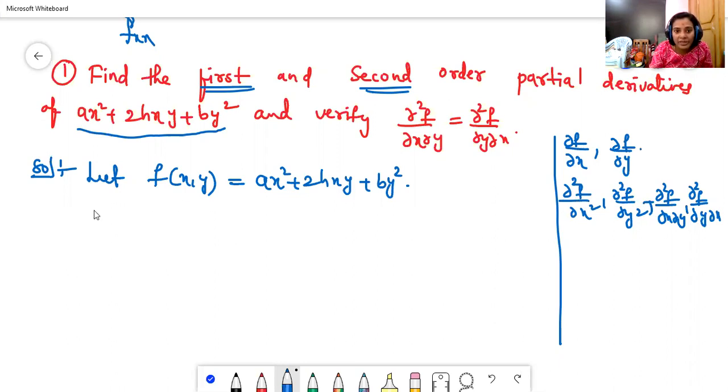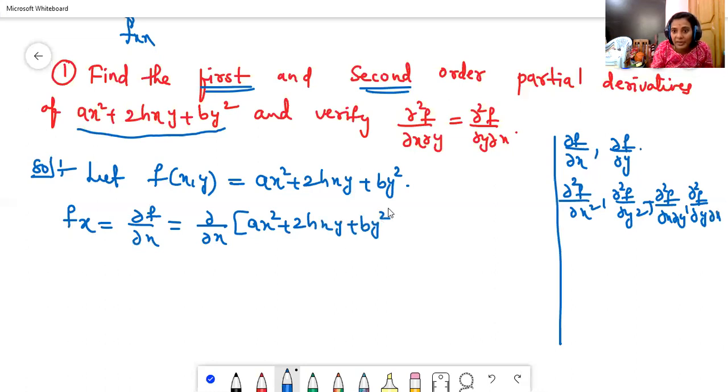Here f is differentiated with respect to x. That is f suffix x, which is dou by dou x, equal to dou f by dou x, equal to dou by dou x of the function ax square plus 2hxy plus by square. Here, keep in mind that y is treated as a constant, and a, h are the same. We just concentrate on the x variable and apply the derivative formula for x only.